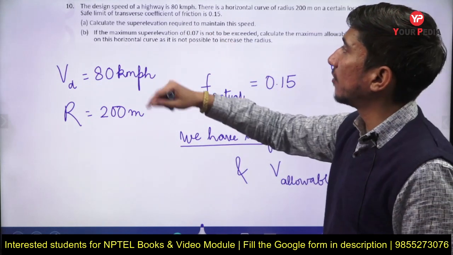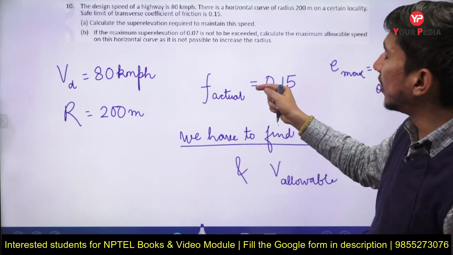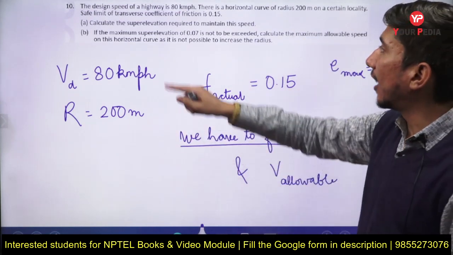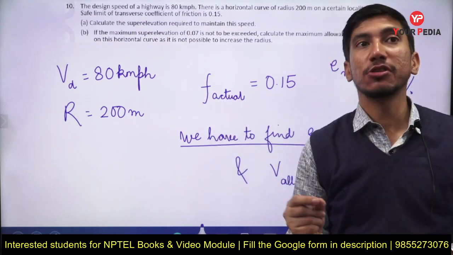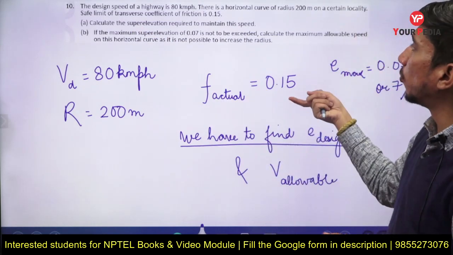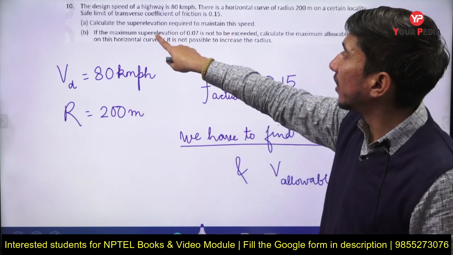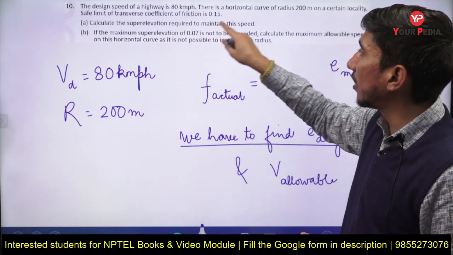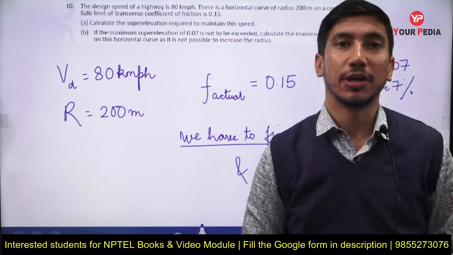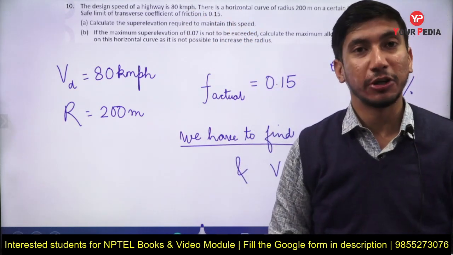So this is your question, in which the design speed of a highway is given and there is a horizontal curve of radius 200 meter on that highway, and the safe limit of transverse coefficient of friction, or the lateral coefficient of friction, is 0.15. So we have to calculate two things. First, we have to calculate the super elevation required to maintain the speed, which means we have to find the design super elevation for maintaining 80 km per hour speed on that highway.